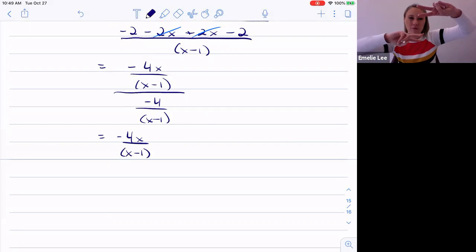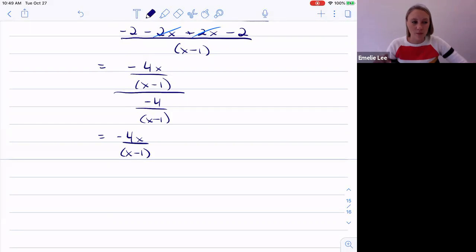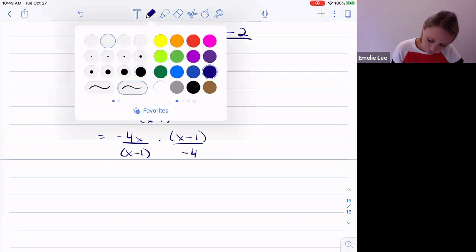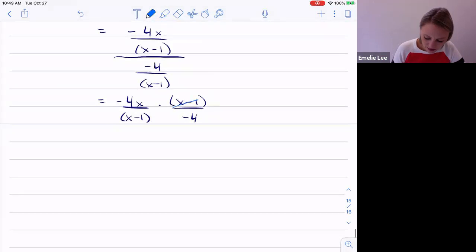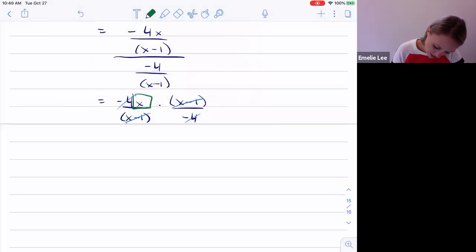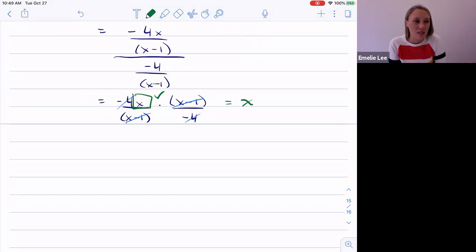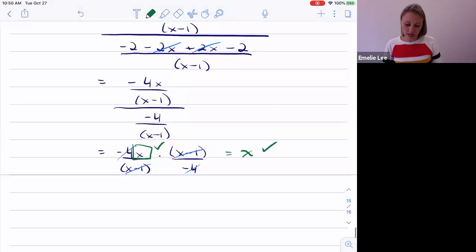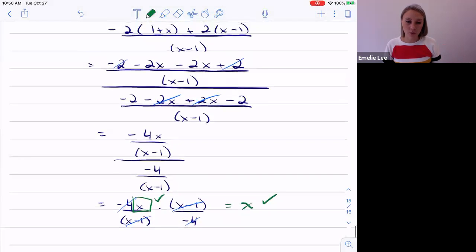Now I've got a fraction over a fraction, and it's nice and easy. I can just flip and multiply. And so times x minus 1 over negative 4. x minus 1 divided by x minus 1, that's going to go away. Negative 4 divided by negative 4, I'm just left with x here. So equals x. I've got a page break, so that's why I'm keeping it on the same page, because I know I'm out of time. But this equals x, so it all works out.